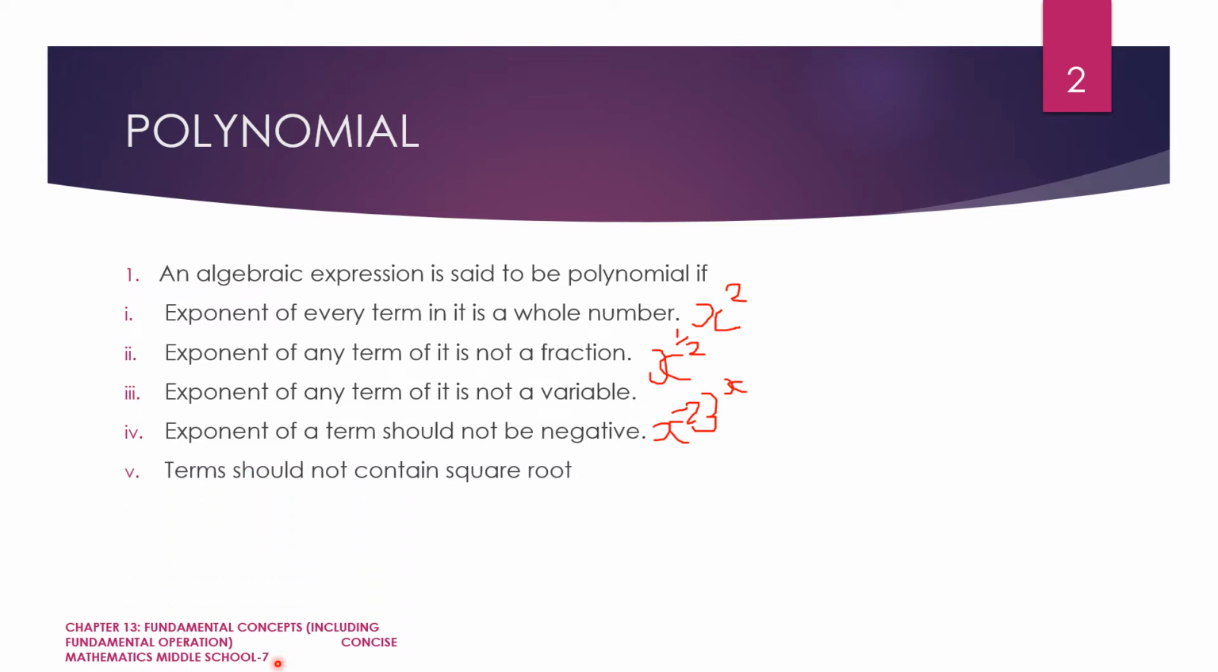Okay. Next, last one. A term should not contain any square roots. That means in algebraic expressions, you should not get a square root of x or square root of 2. Those kinds of terms should not be there. Okay. So friends, before checking whether an expression is a polynomial or not, you should understand these 5 rules. Okay, let's move on to the examples. Be thorough in these 5 rules.